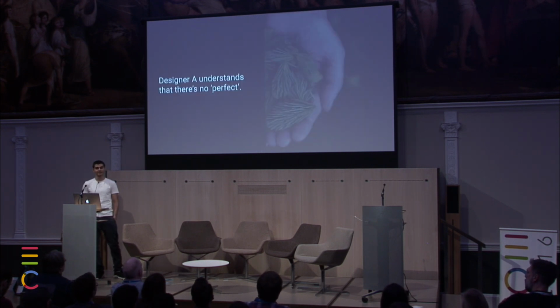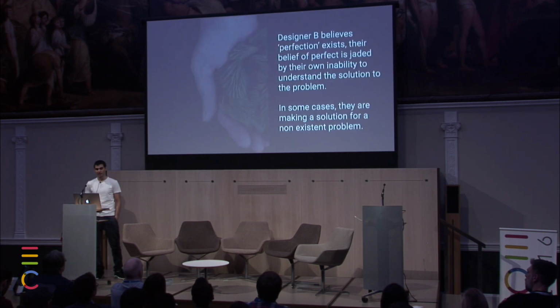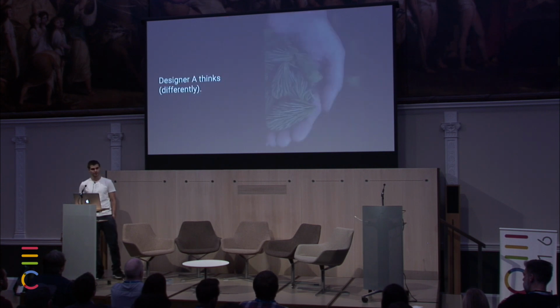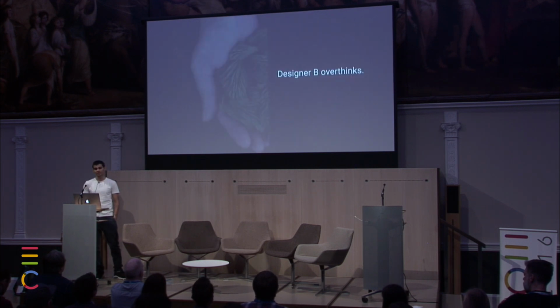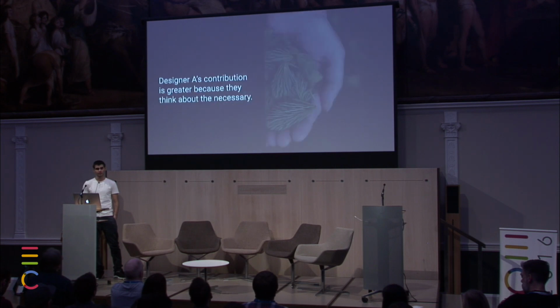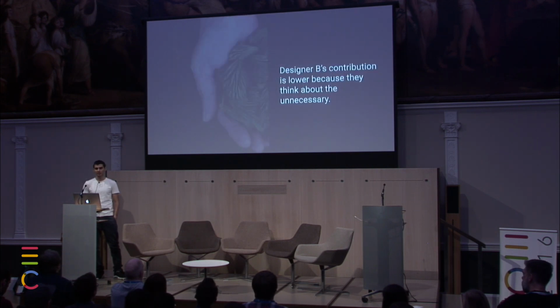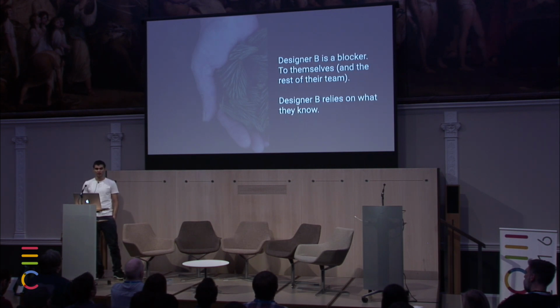Designer A understands that there's no perfect. Designer B believes perfection exists. Their belief of perfect is jaded by their own inability to understand the solution to the problem. And in some cases, they are making a solution for a non-existent problem. Designer A thinks, designer B overthinks. Designer A's contribution is greater because they think about the necessary. Designer B's contribution is lower because they think about the unnecessary. Designer B is a blocker to themselves and the rest of their team.